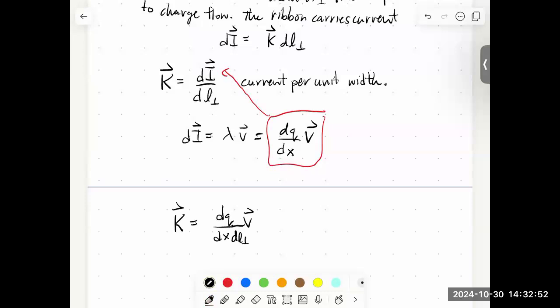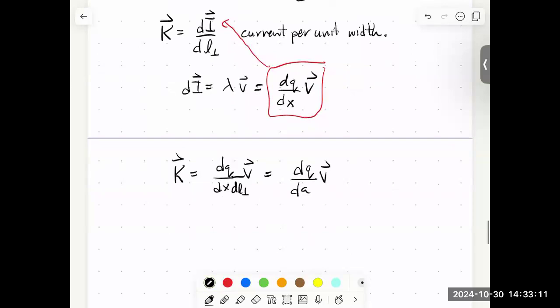But dx is how far we move along the wire, and dl perpendicular is the width of our wire. So the product of the two gives the area of that wire. And so this is dq dA times v, where dA, which is dx times dl perpendicular, is the wire area.